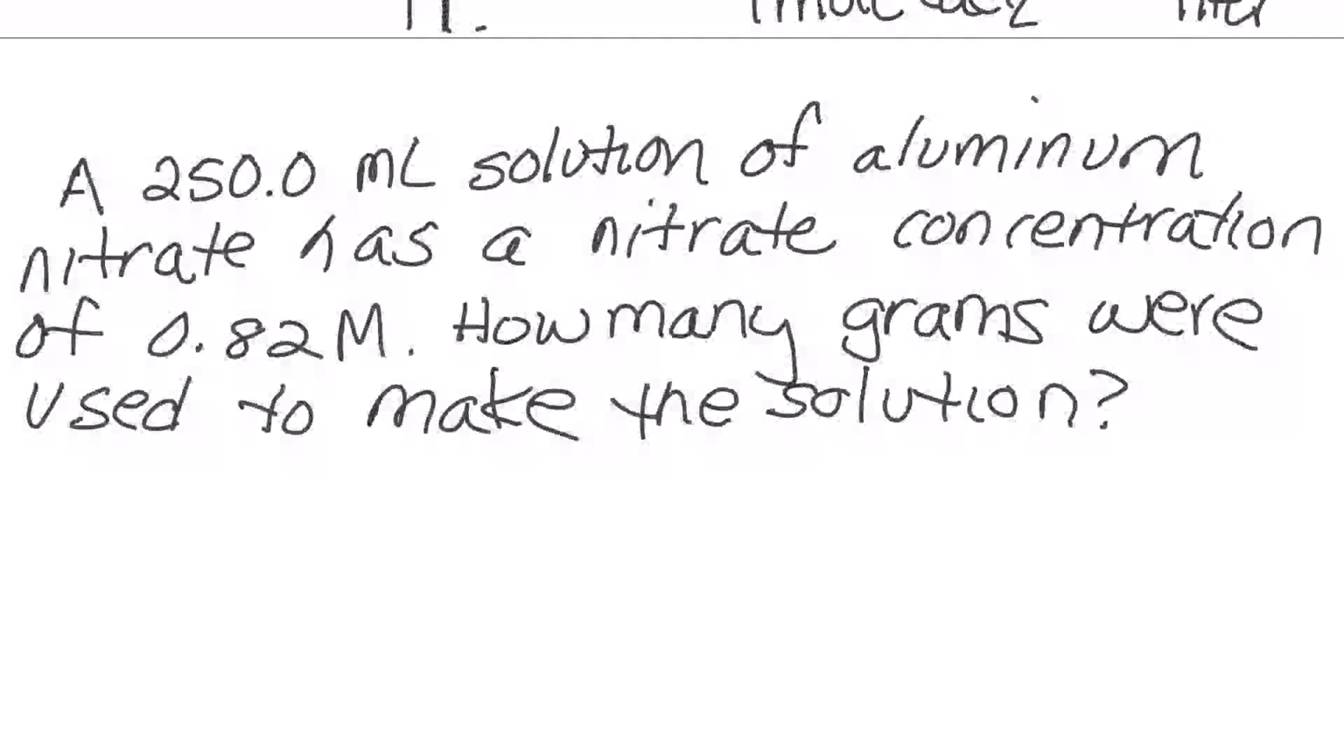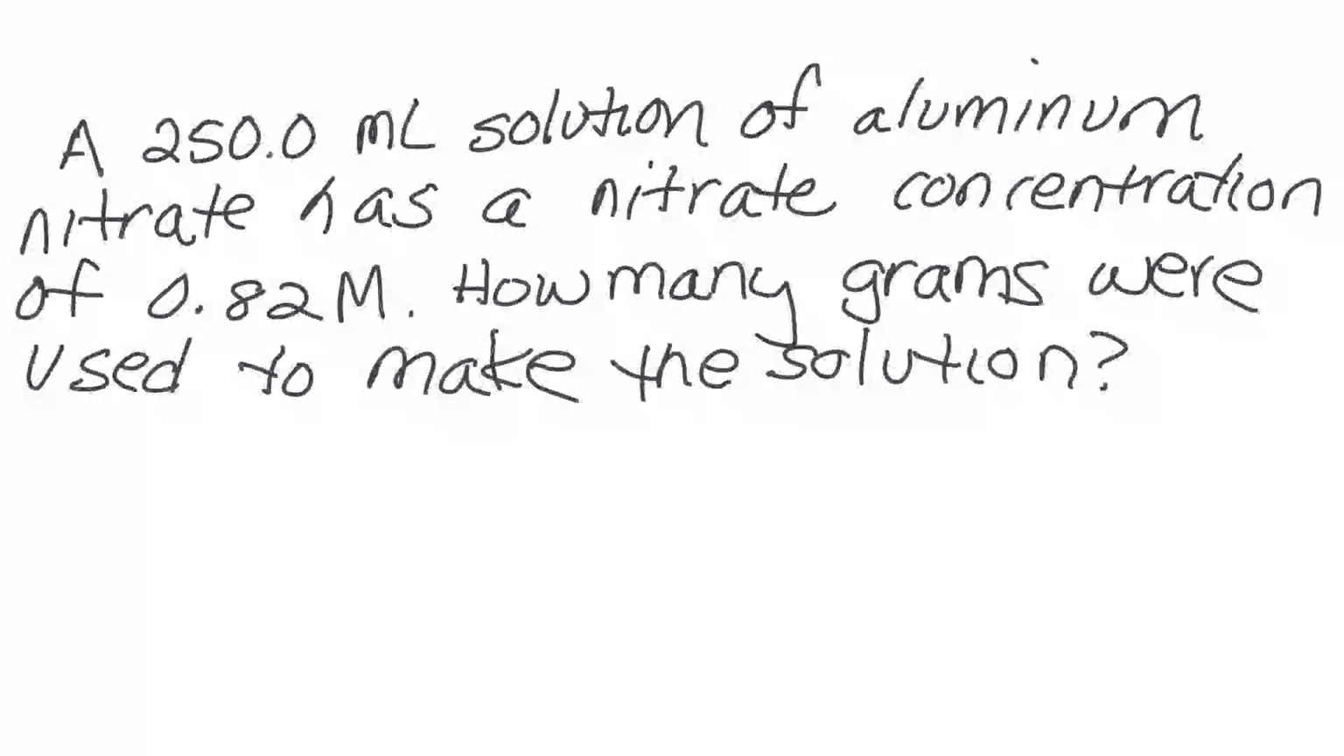You may also be asked to solve other types of problems, but once again, we're just going to use the same techniques we have in the past to analyze these problems and calculate them using unit analysis. So let's try this one. A 250 milliliter solution of aluminum nitrate has a nitrate, watch out, it's not aluminum nitrate, just a nitrate concentration of 0.82 molar.